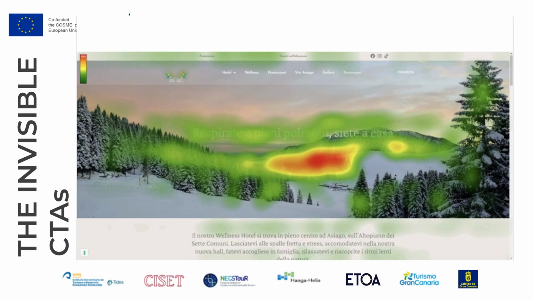In this case, for example, they might get the impression that it's not possible to book on your website. Of course, the users don't need to use the button, the call to action, immediately, but they need to know it is there. And they can do this kind of thing on your website.